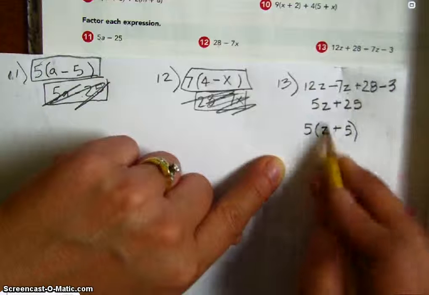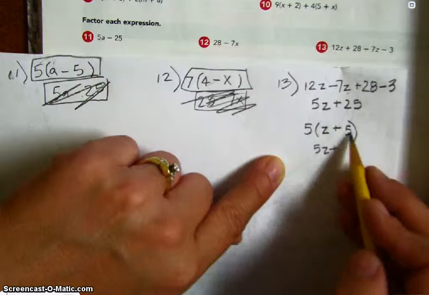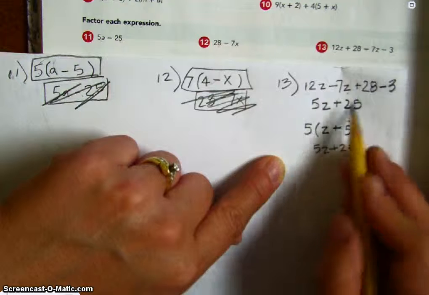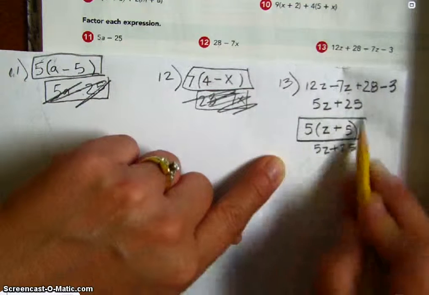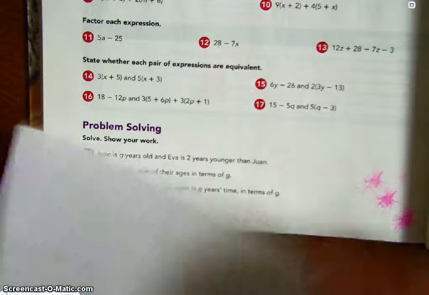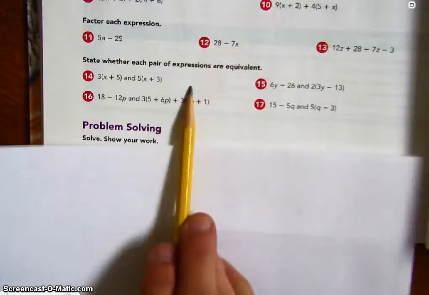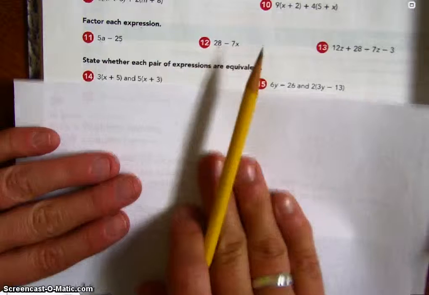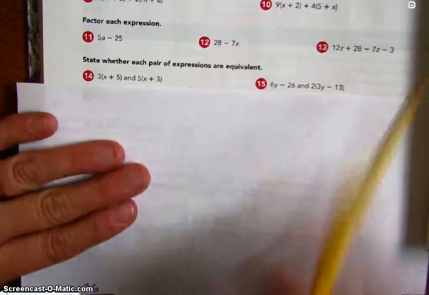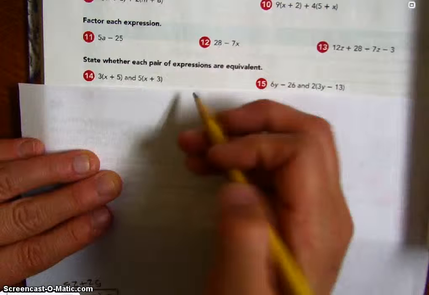I check it by going 5 times z is 5z, plus 5 times 5 is 25. That is the same as this, so I know this is my answer. Moving on to 14. State whether each pair of expressions are equivalent. So I need to find out 3x plus 5 and 5x plus 3. Are those equivalent or not?